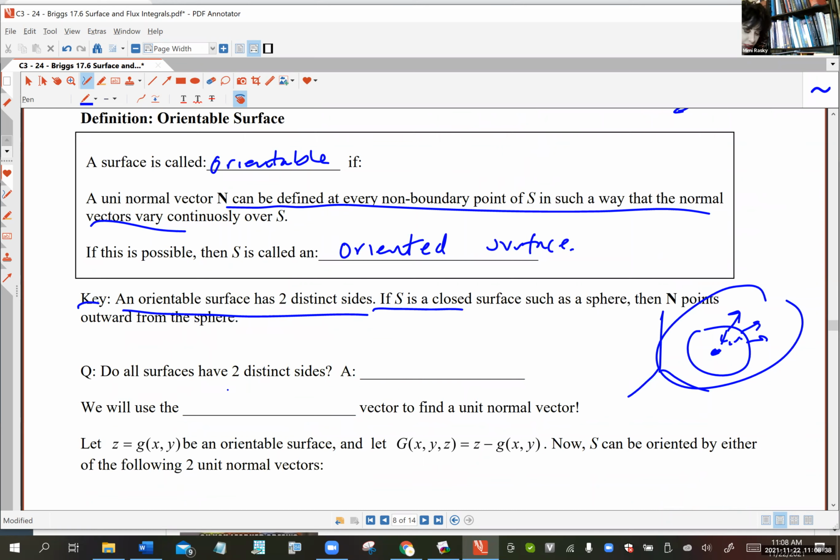Do all surfaces have 2 distinct sides? No. There's something called a Möbius strip that doesn't have 2 distinct sides. Möbius strip. So I want to show you a Möbius strip demo here. Check this out.